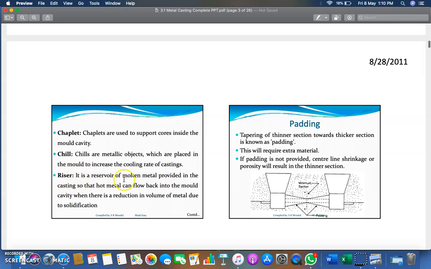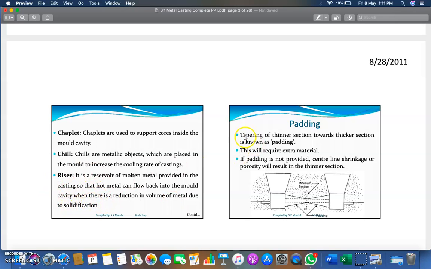While riser is a reservoir of molten material provided in the casting so that hot metal can flow back into the mold cavity when there is a reduction of volume in the metal due to solidification, because there is some solidification defect. So to rectify that solidification error, risers are used, which is a reservoir of molten metal. Whenever required, they will supply molten material into the mold cavity, so that there is no reduction in volume due to solidification. This is the work of your riser.